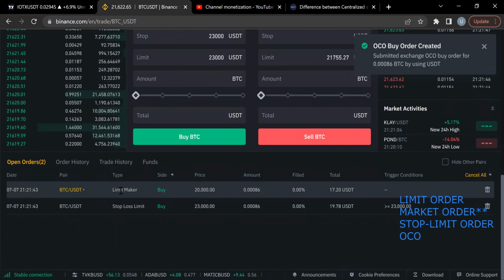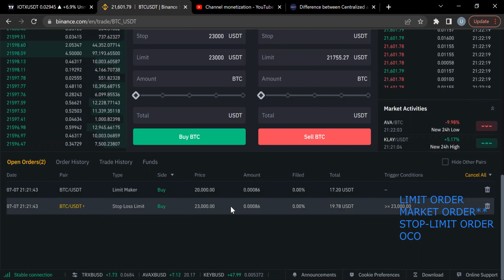So this one is the limit. If price drops straight down, it's just going to buy for you at this amount. It's going to buy 0.0086 Bitcoin for you at 17.20. That will be the price. Now, on the other hand, if this one does not activate, once the other one activates, it's going to cancel this. If it is this one that activates first, price just keeps going up, up, up. It doesn't go down at all.